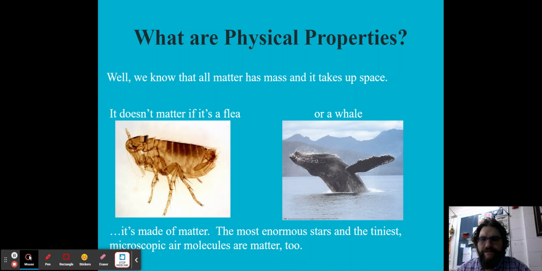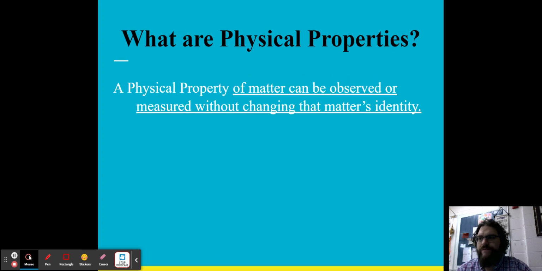We've been discussing this since we started talking about atoms. So, something as small and microscopic as an atom to something as large as a whale, you're dealing with matter. Okay, but we can describe the matter in certain ways. A physical property is anything that we can observe or measure without changing the matter's identity.